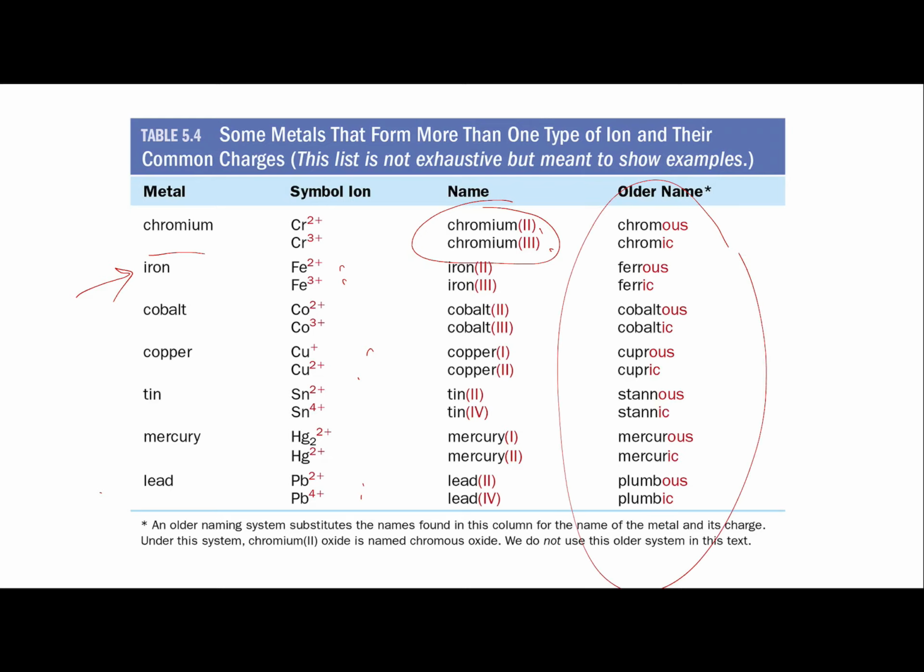Now these older names do have some relevance when we're naming acids, because these ous and ic endings often will tell us whether or not we have more or less charge. So you'll notice all the ous endings are paired with the lesser charge of their ions, and the ic endings are paired with the higher charges of those.